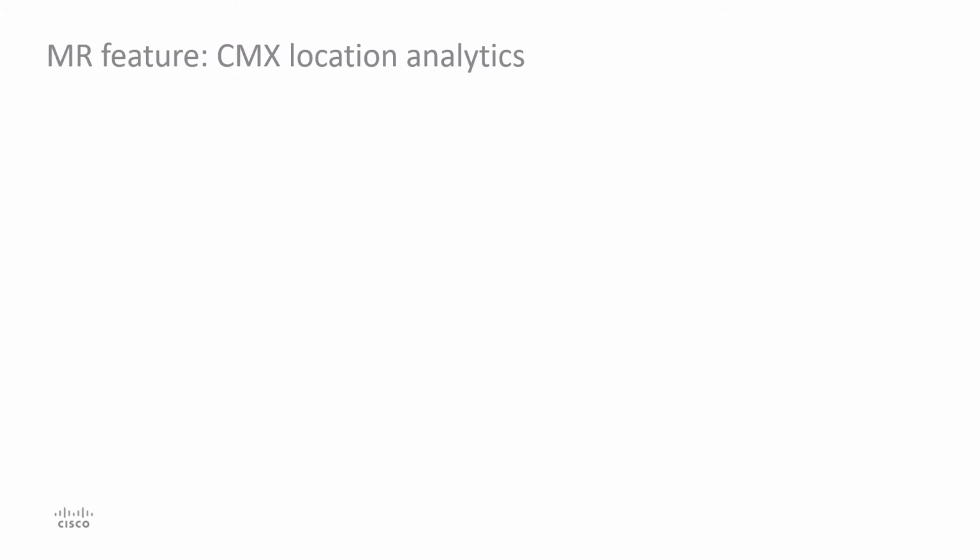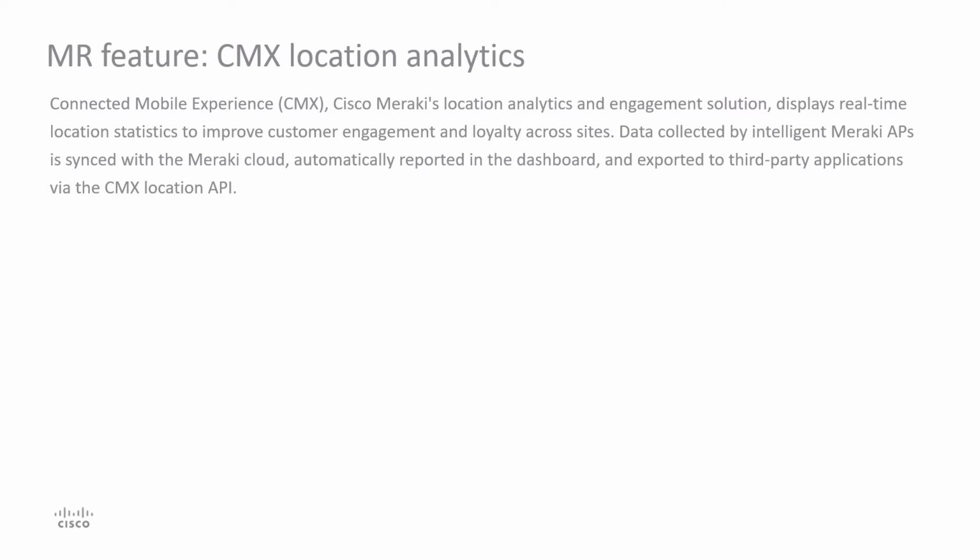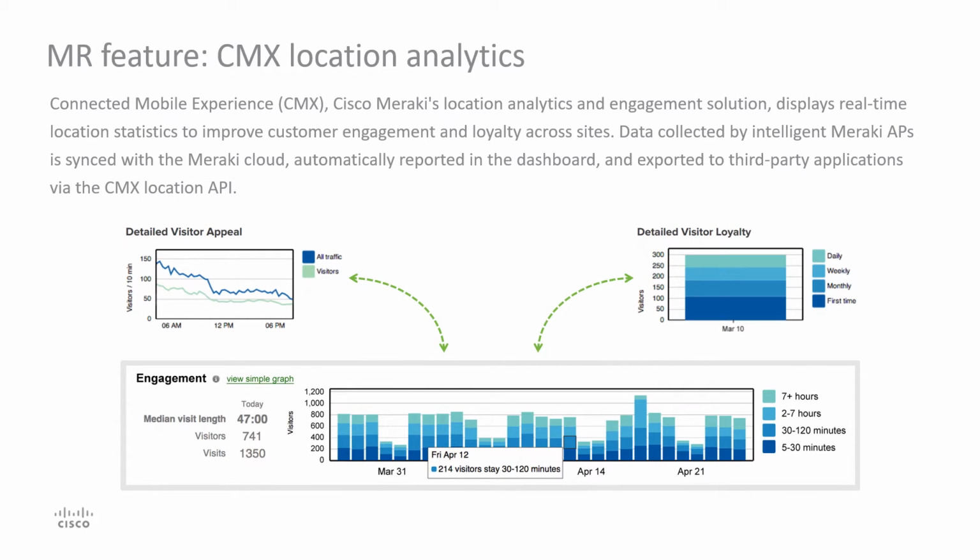In addition to providing secure wireless connectivity, the MR series access points can also help to provide business insight to valuable analytics as part of the Cisco Meraki CMX Location Analytics Engagement solution. By default, all of the Meraki access points gather raw data on probing clients from the surrounding environment and upload that data in real time to the Meraki cloud for analysis. That data is then presented in an easy-to-consume statistics view that can be used to improve customer engagement and loyalty.